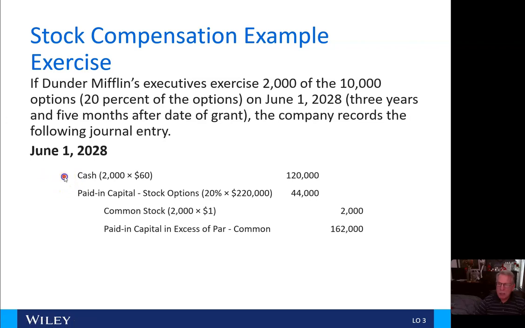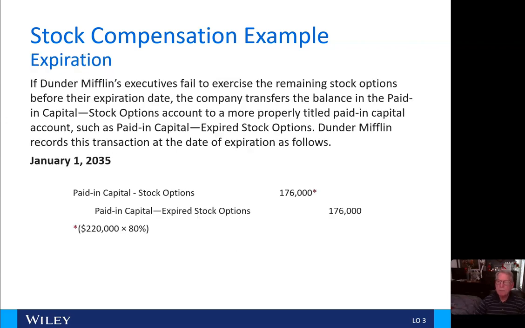We're going to debit cash, because we're paying $60 per share, and that'll be $120,000, and debit paid in capital stock options, 20% of 220,000, or 44,000. Common stock then will take on the par value of 2,000 times $1, with the additional paid in capital in excess of par of 162,000. Okay, pretty straightforward there, I think.